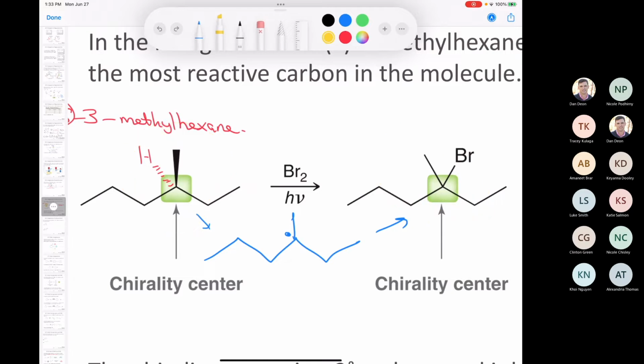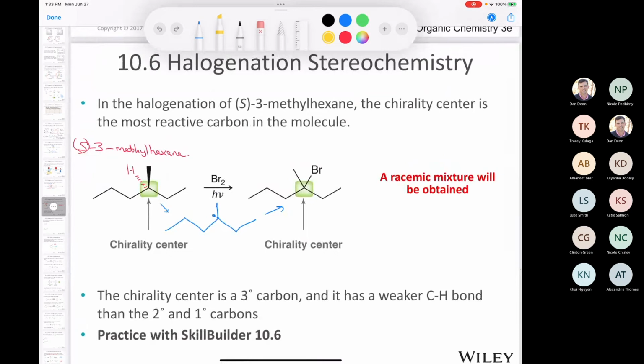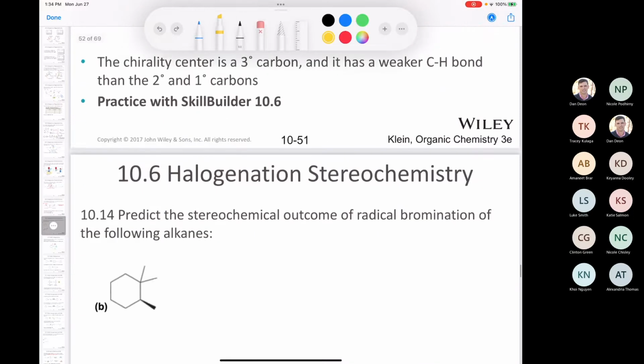It's just the kind of thing that, as a synthetic chemist, makes me cringe a little bit. You have a chiral center and then it vanishes. Usually not a good thing in chemistry. All right, so there's that one.